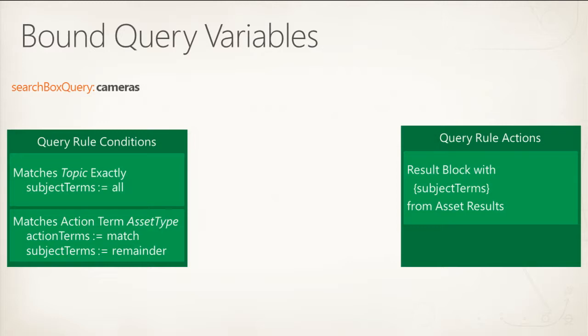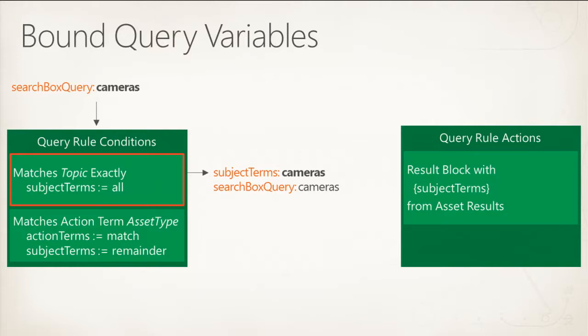Let's take a look at an example. Okay, we've got an abstracted query rule here. It's got 2 conditions, one that matches on the dictionary of topics in the Knowledge Center, and that's going to assign the entire query to subject terms. Because if you found it in the dictionary, that's what the user was searching for. The other one is an action term condition. It's going to look for asset types like picture or video. If it sees that, that's the action term, which means the remainder is going to be the subject term. So, in comes cameras. First one of these conditions matches, which means the entire thing gets assigned to subject terms.